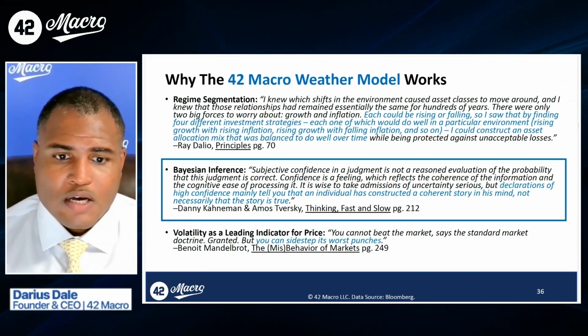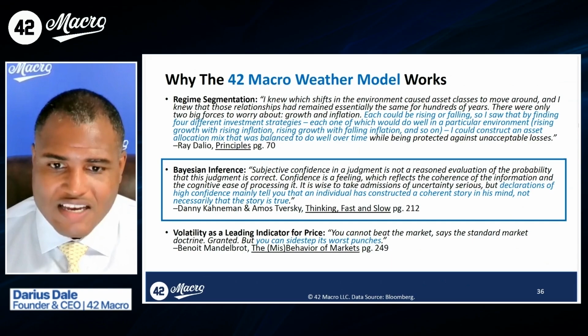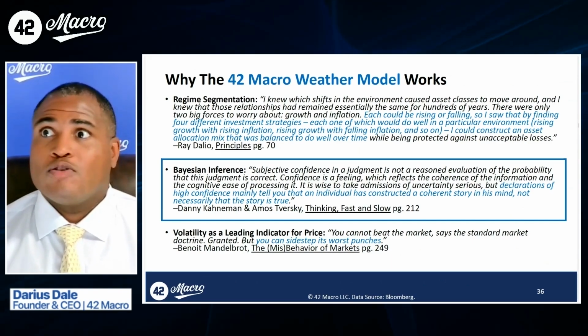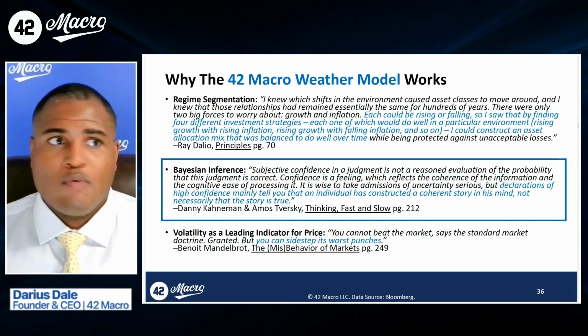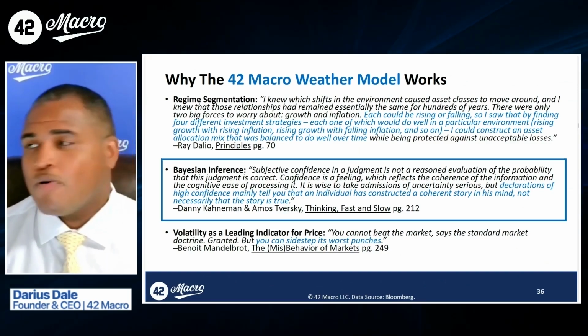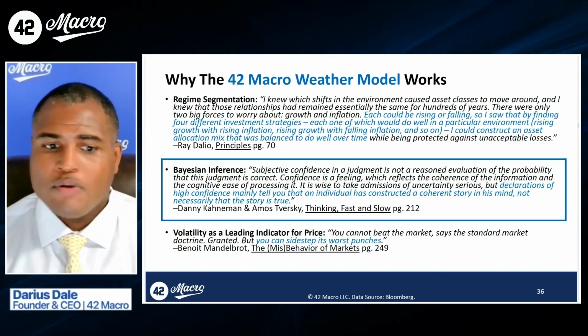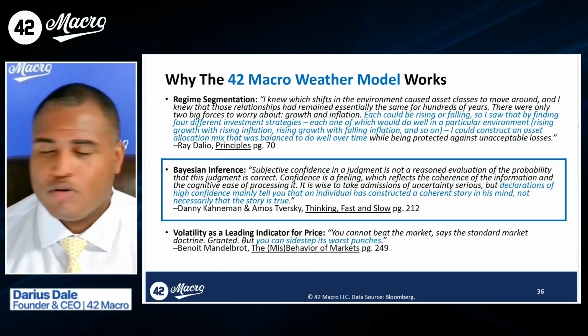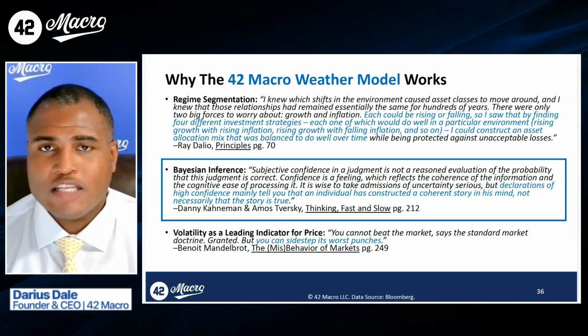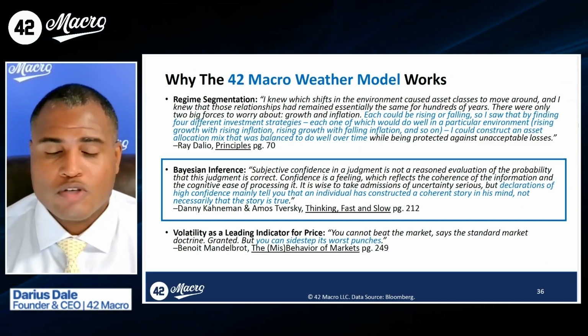And one of the reasons the 42 macro weather model works is because it relies on Bayesian inference. It doesn't wake up saying growth has to be X or inflation has to be Y or liquidity has to be going up or liquidity has to be going down or positioning has to be extreme in this direction or that direction. It doesn't wake up trying to predict those things. It wakes up and observes those things.